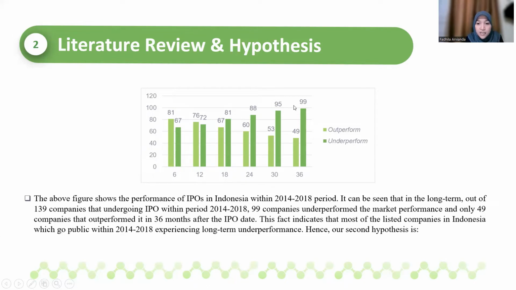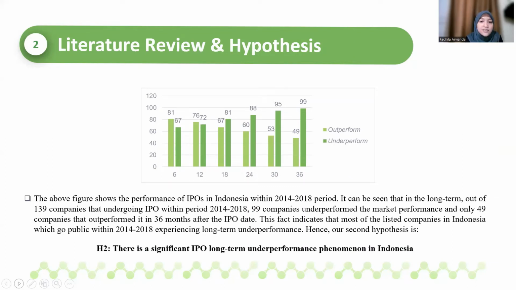It can be seen that in the long term, in the 36 months after the IPO, out of 139 companies, 99 companies underperformed the market performance and only 49 companies outperformed. This fact indicates that most of the listed companies in Indonesia which went public within 2014 up to 2018 experienced long-term underperformance. Hence, our second hypothesis is there is a significant IPO long-term underperformance phenomenon in Indonesia.